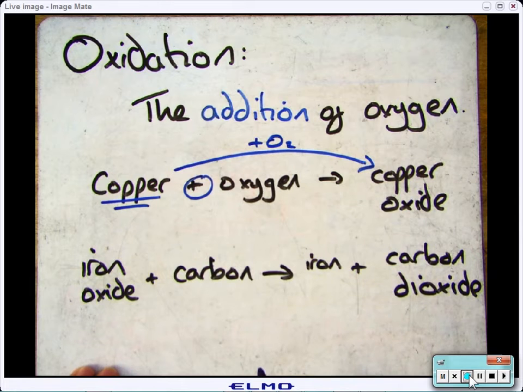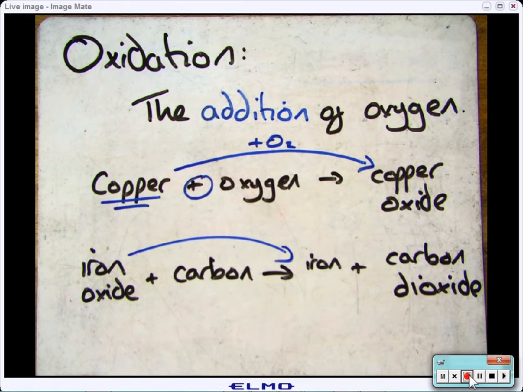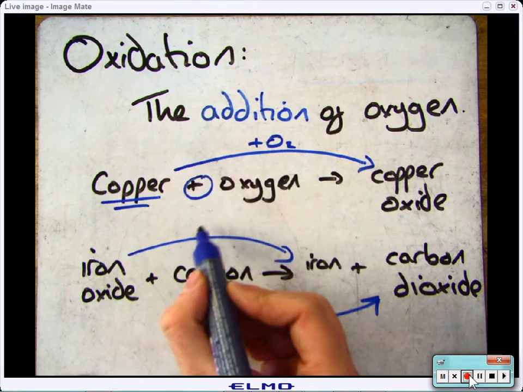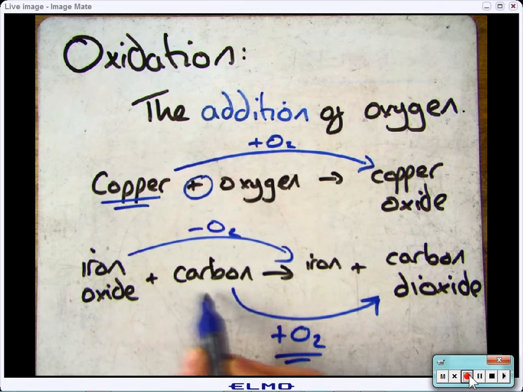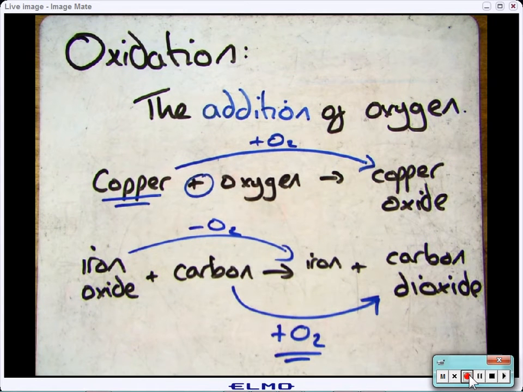Therefore that is oxidized. In this example here, iron oxide has become iron and carbon has become carbon dioxide. So you look for the one that's had oxygen added to it. Well, this one has had it removed, this one has had it added. Therefore we say in this reaction carbon has been oxidized to make carbon dioxide.